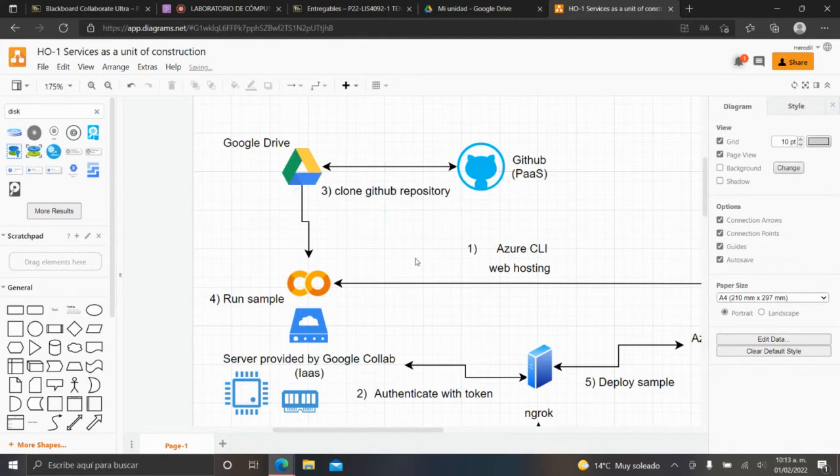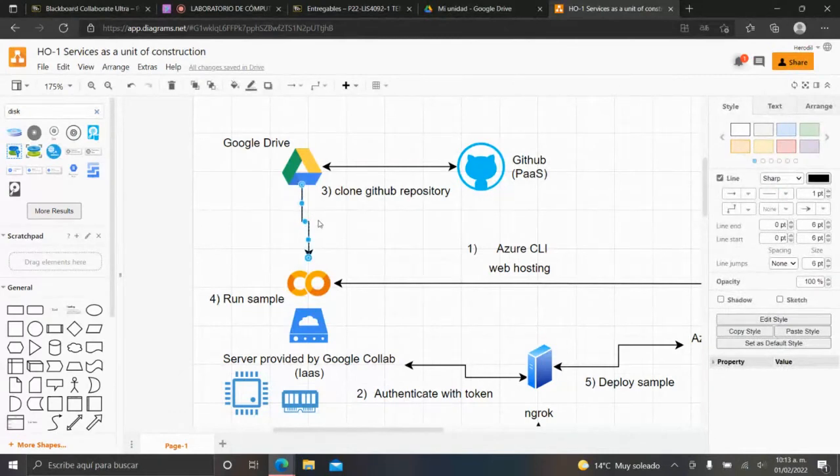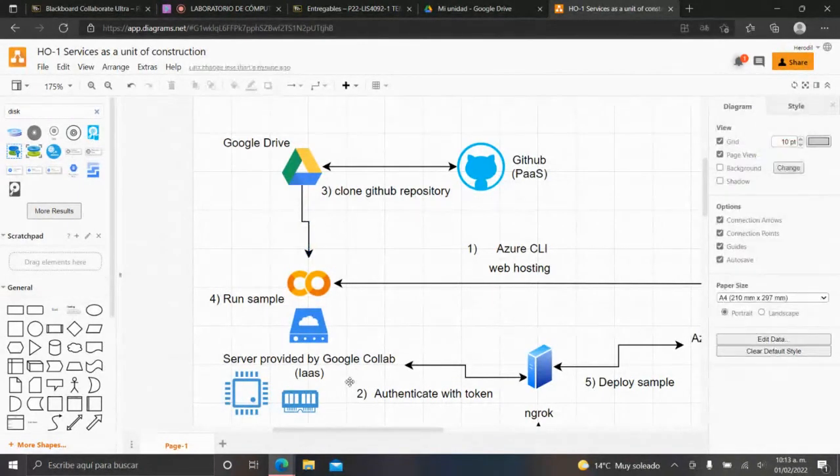But wait a minute with the arrows. Do not connect. Well, yes. I mean, why not? Okay. So there's Google Drive. So I'm just working the components. Okay. Then we will go through the arrows.